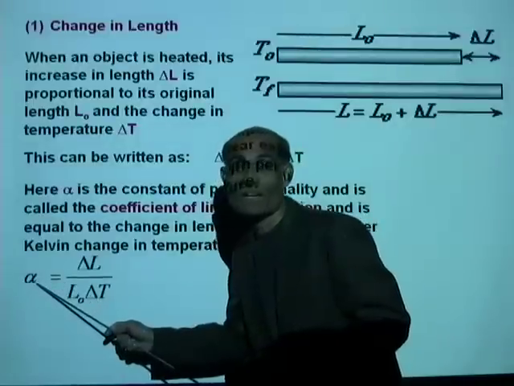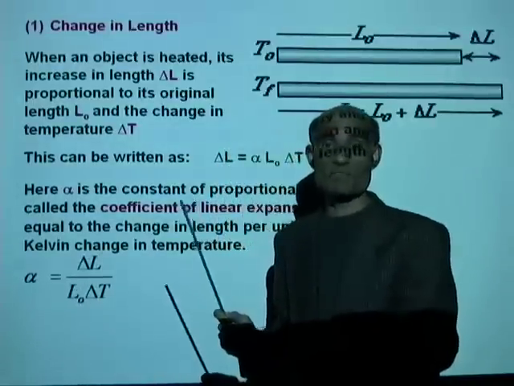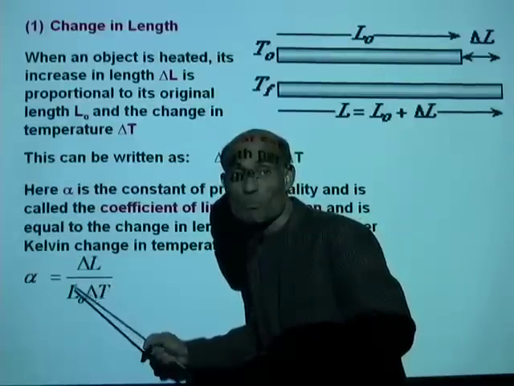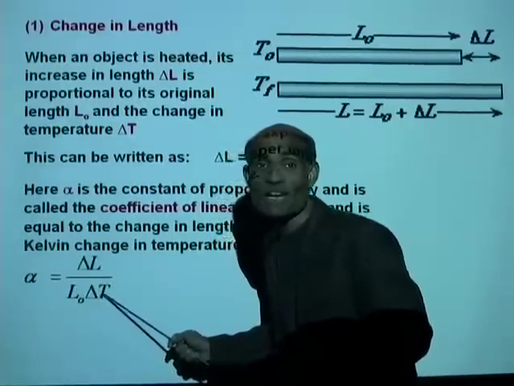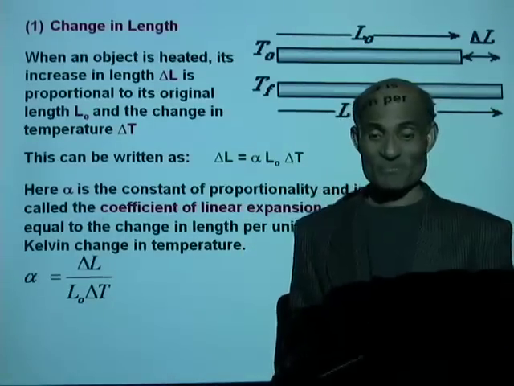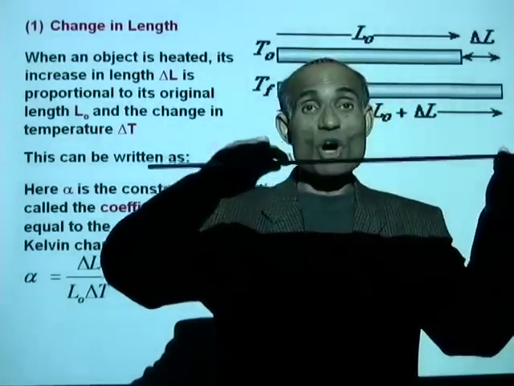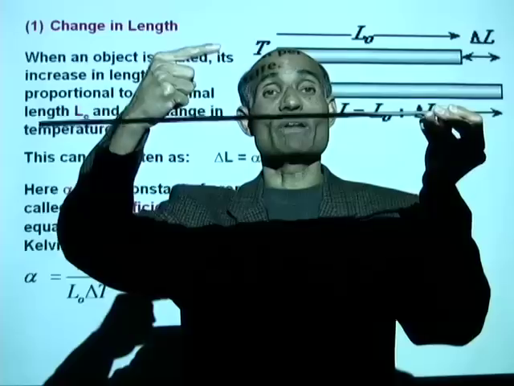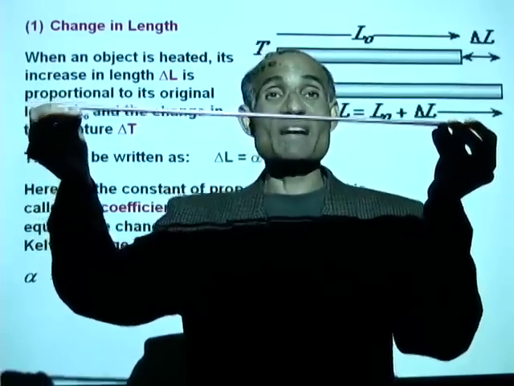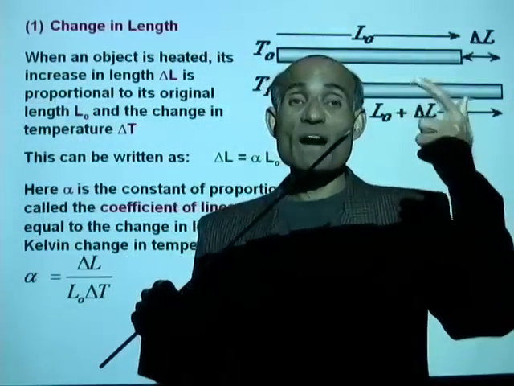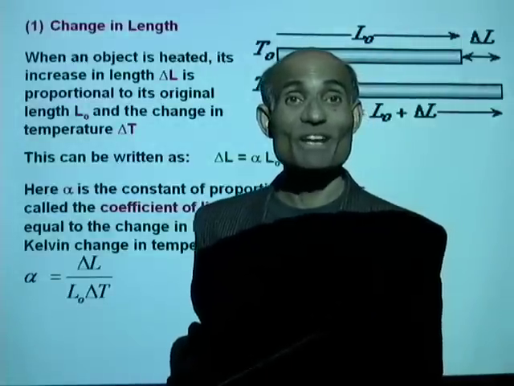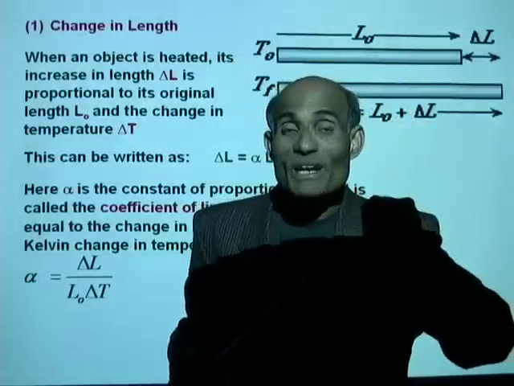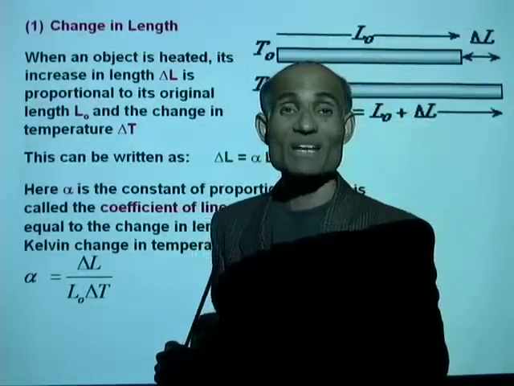So what is alpha? Can you give me a sentence describing alpha? Alpha is a measure of the increase in length per unit length per Kelvin rise in temperature. In other words, if I take a rod of length 1 meter and heat it by 1 Kelvin, the increase in length at that time will be a measure of alpha, the coefficient of linear expansion. It is a measure of the increase in length per unit length per Kelvin rise in temperature.